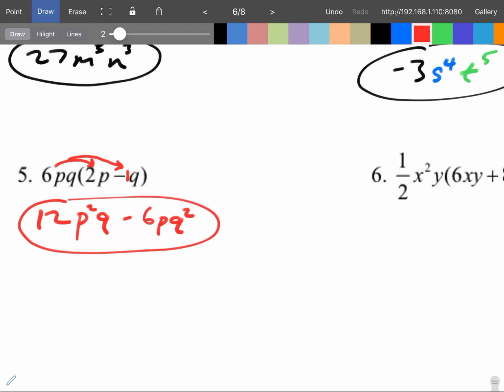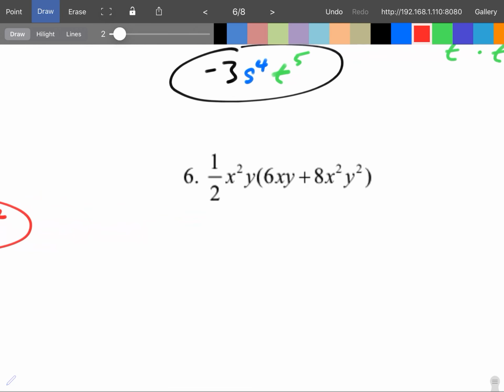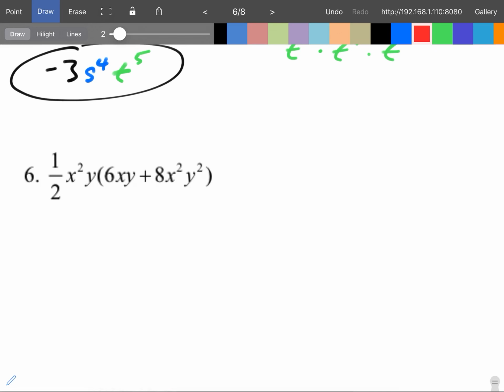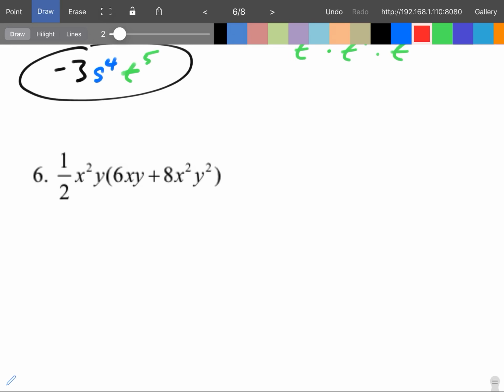That's it for that one. Let's try number 6. So again, on 6, we're going to need to distribute again. Now we're going to distribute this whole thing, okay? We're going to distribute this 1/2 x squared y. We're going to multiply that times the first term in the parentheses and times the second term in the parentheses.